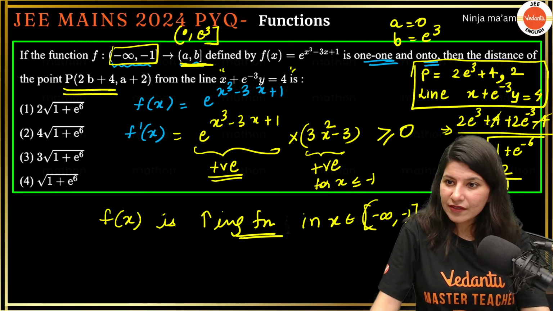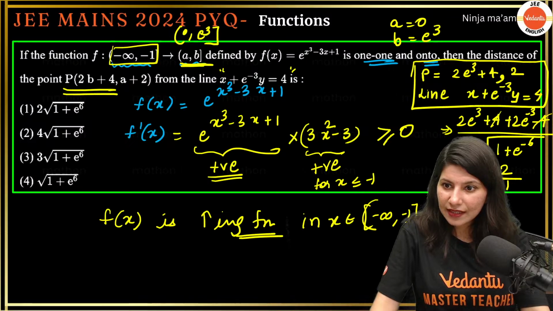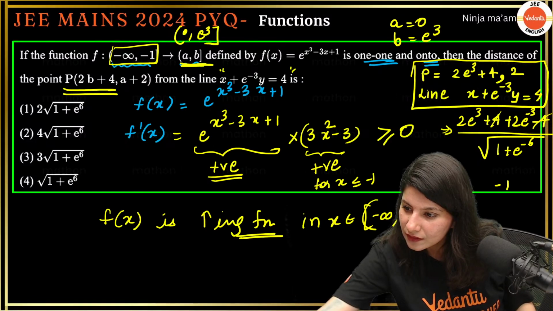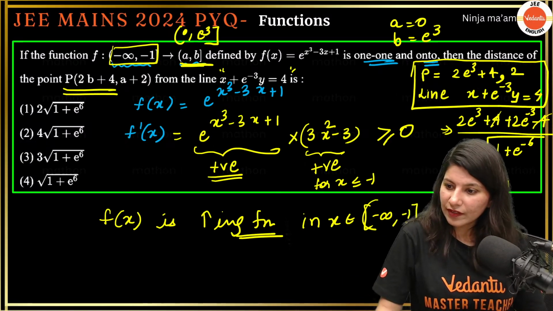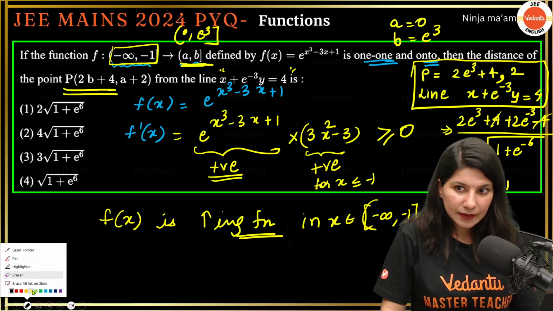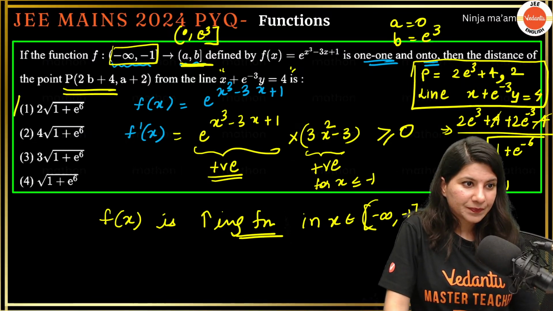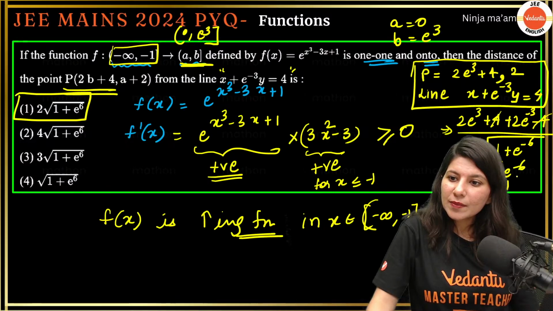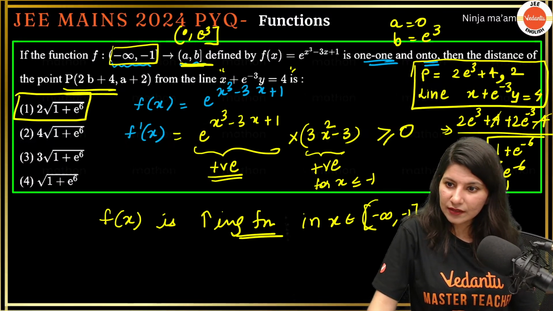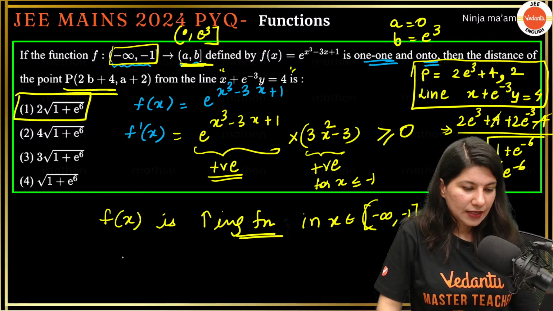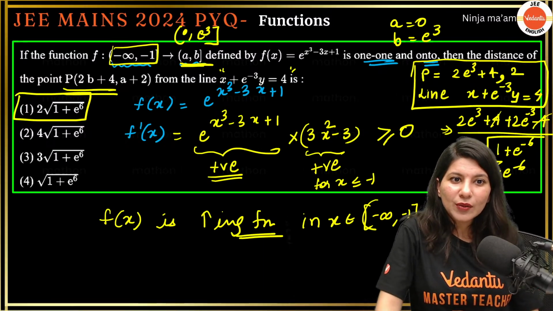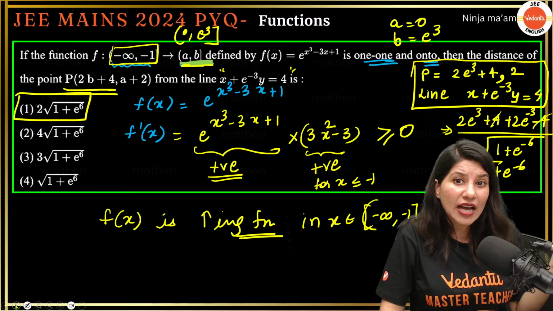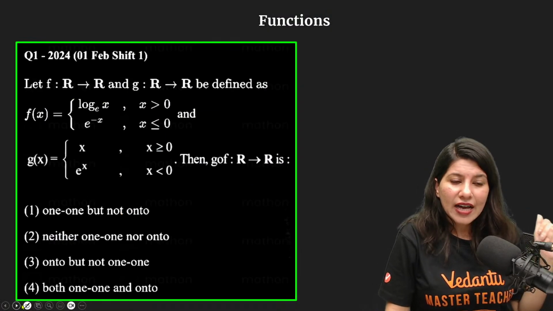So if you just solve this, what you're going to get is option A. This is going to become 2 root 1 plus e raised to power minus 6. This will be your final answer. All right. So in this question, we just wanted to calculate the range of this function so that we can get a and b. Now the question is from the straight lines chapter. It is a hybrid question from functions and straight lines. I hope that you're getting it.